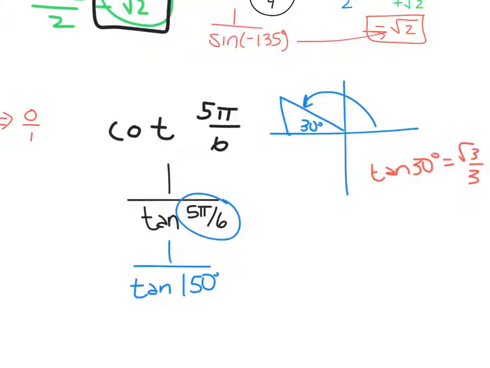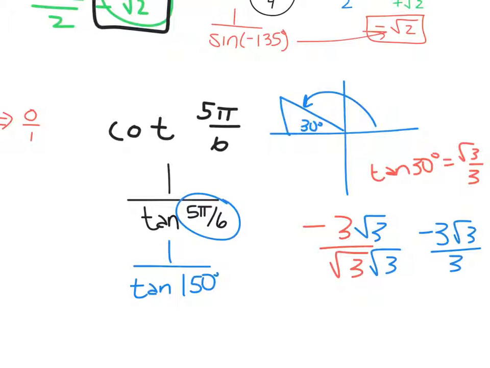In this case, in these two quadrants, tangent is positive. In these two quadrants, tangent is negative. So this is going to be negative 3 over root 3, and then we want to rationalize it. So it's negative 3 root 3 over 3. So that's going to be negative root 3.